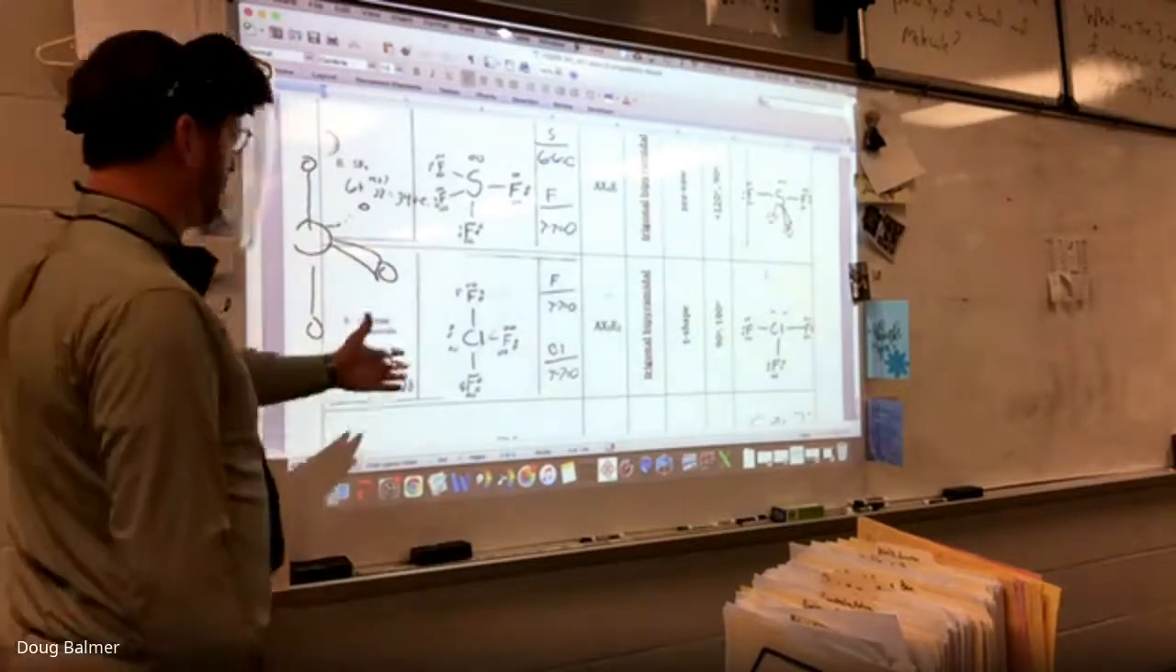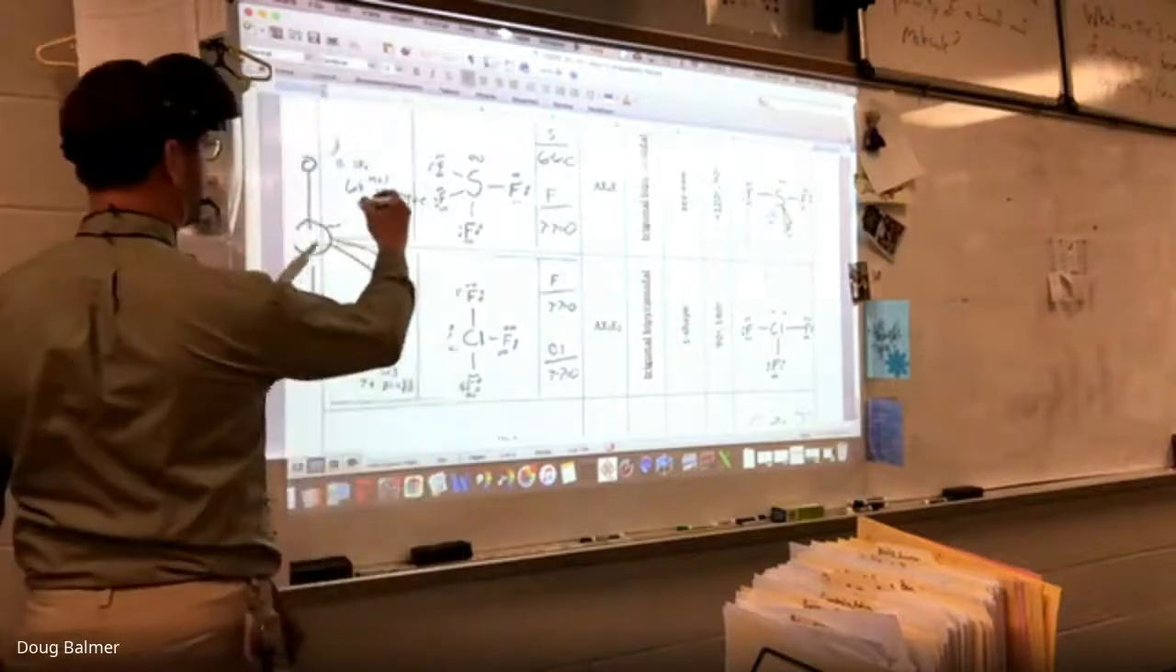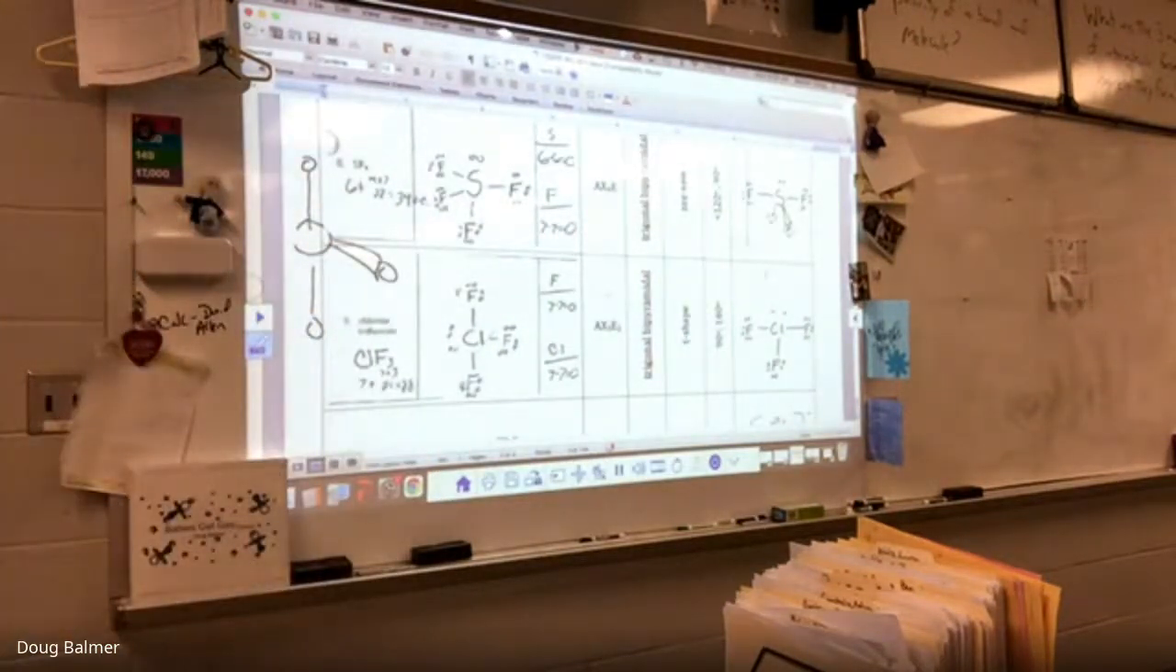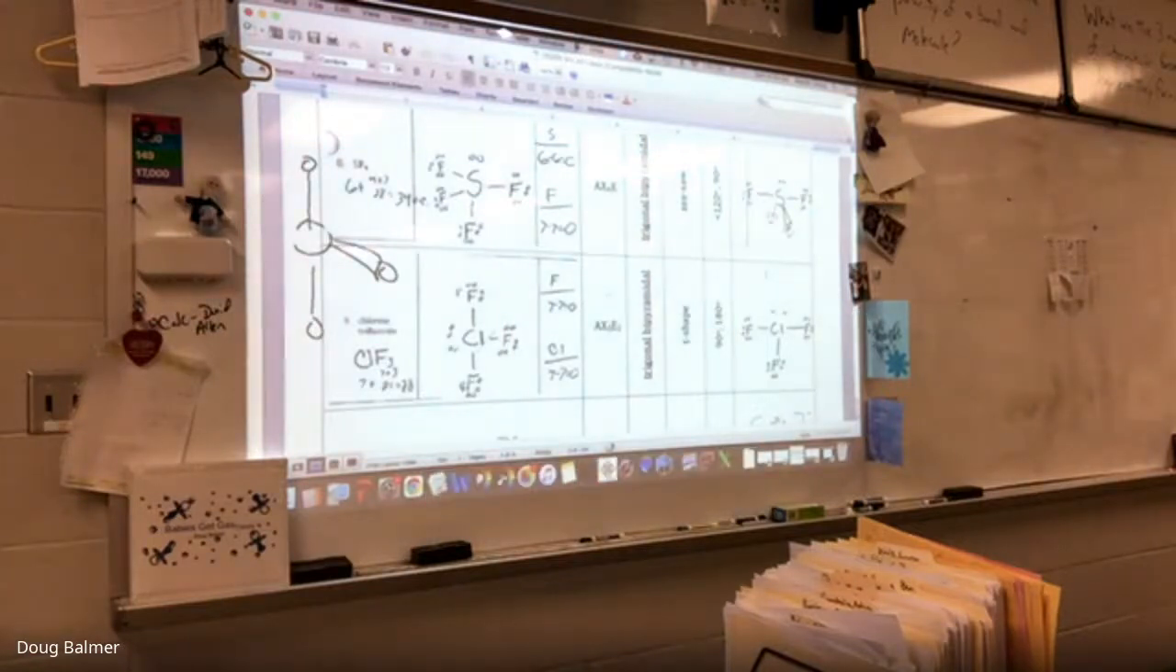Number 9, very similar, except now we're going to get rid of a second one. And if you get rid of a second one in the 120 degree angle, you're left with the letter of the alphabet that kind of looks like a T. So Mr. T, I pity the fool. So pretty close to 90, pretty close to 180.